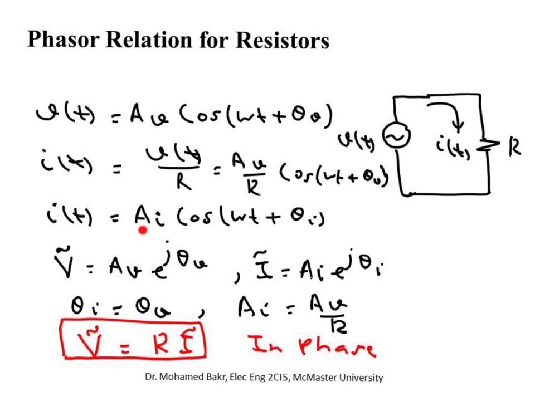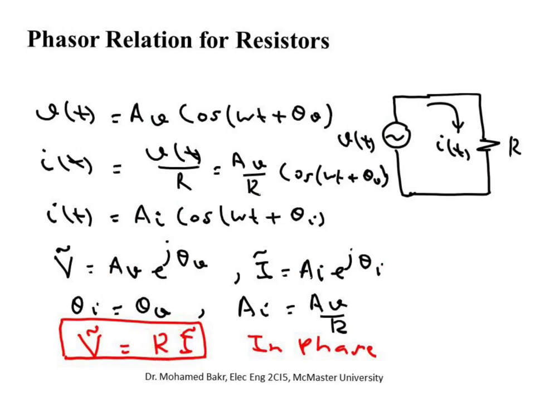We can take the current expression and write the phasor for it. The phasor of this current waveform is AI e to the j theta I. The phasor of this voltage waveform is this one here. This is the amplitude, and this is the angle or the phase. So this is AV e to the j theta V. Both theta I and theta V are equal to one another, but AI is equal to AV divided by R. So we say in this case that the phasor of the voltage is equal to the phasor of the current multiplied by R, which is the impedance of the resistor.